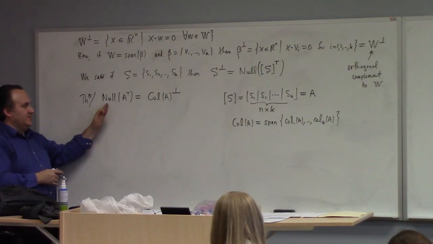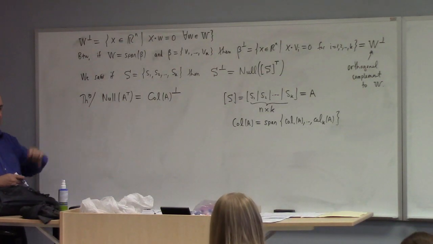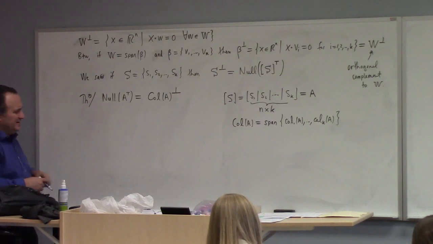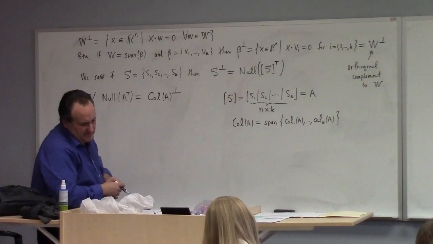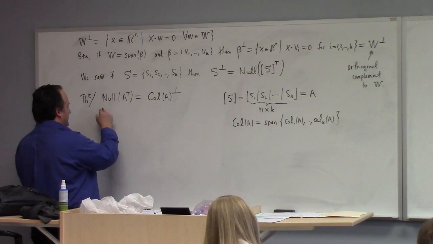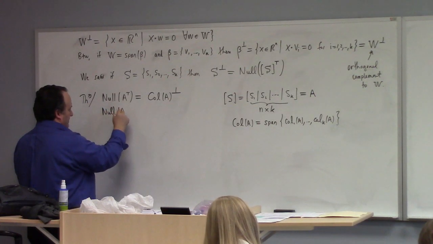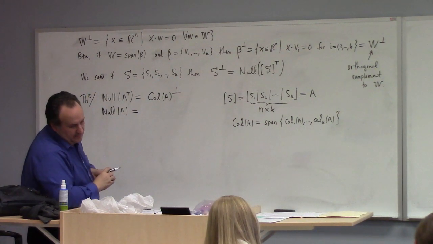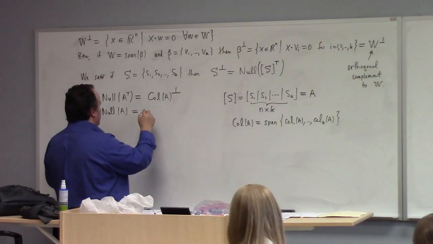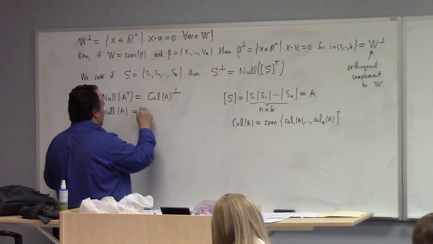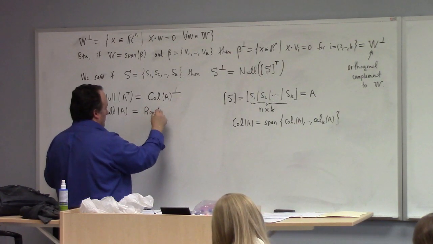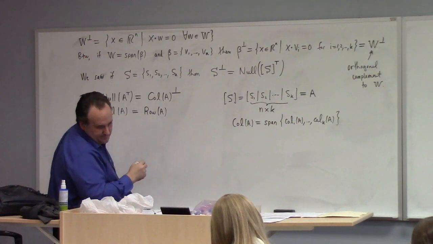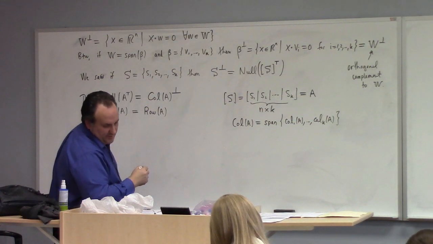But anyway, the null space of the transpose of A is the perp to the column space. And if you just make a substitution into this, you can also see that the null space of A itself is actually the row space of A perp of that.